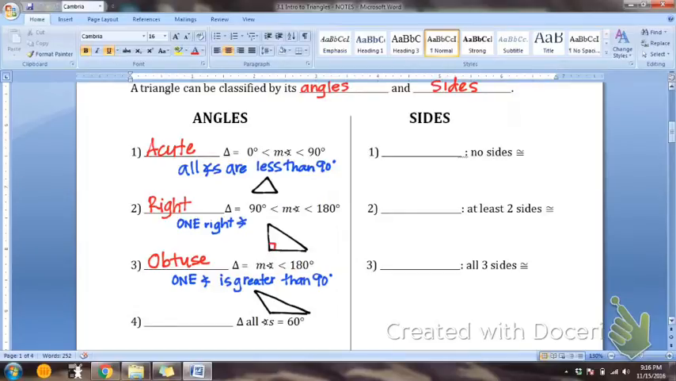If all the angles are 60 degrees, and we'll talk about why in just a minute, 60 is an important number. But if all the angles are 60 degrees, then this is going to be called an equiangular. Equal angles is what it's saying, basically. So a triangle is equiangular if all the angles are 60 degrees.